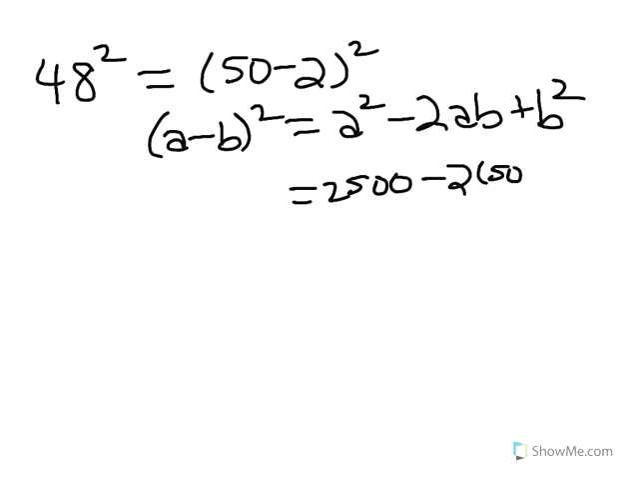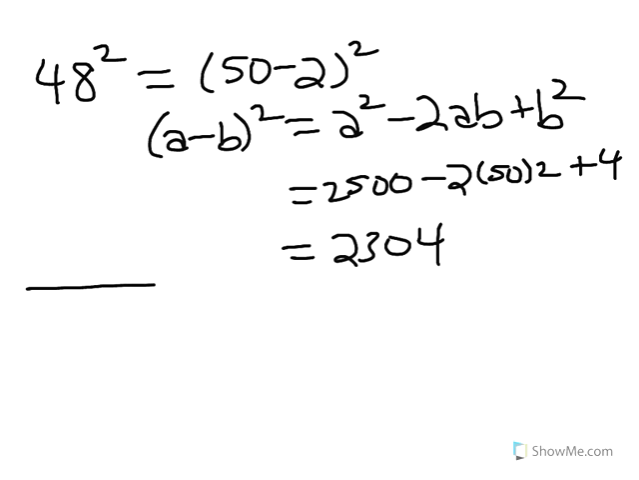So that's going to be 200. That's not too hard to manage mentally. And then plus 4. So the answer is going to be 2,304. That is something that I think is pretty reasonable for one to do in one's head. That's why the mental math thing makes sense here.